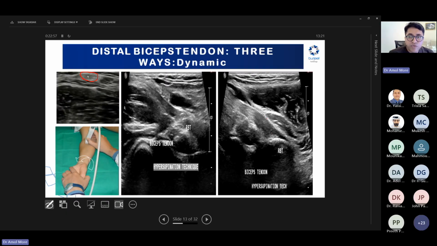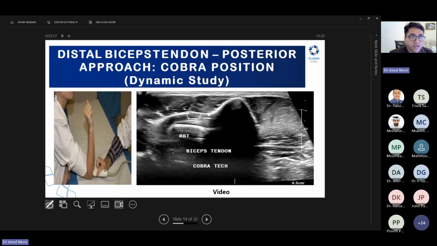The second technique which we use is going from the medial aspect, hypersupinating the forearm and seeing the distal biceps tendon through the brachial artery. It will give you the plane to assess the fibrillary pattern of the distal biceps tendon. And there is one more technique which is known as the cobra position, in which we can see the insertional component of the distal biceps tendon on the radial tuberosity.